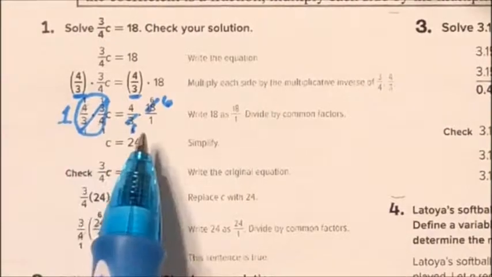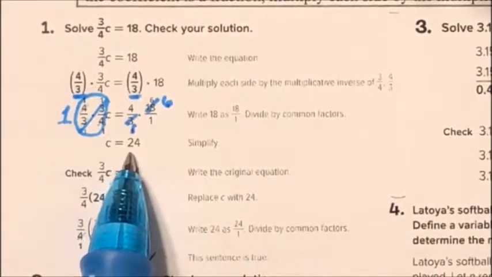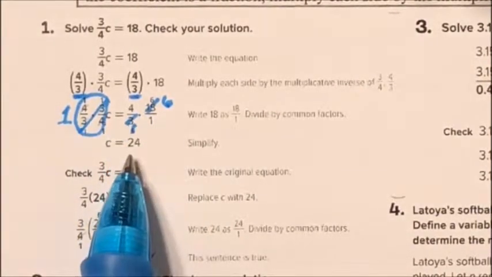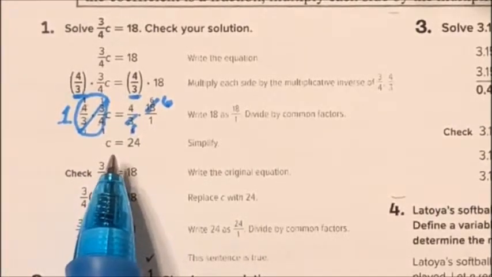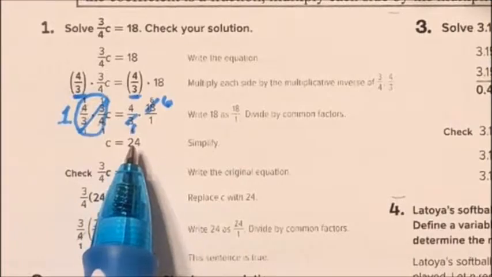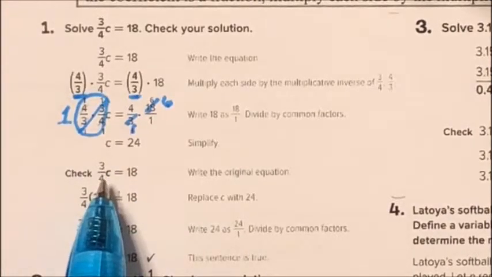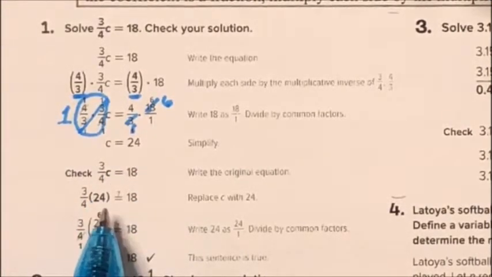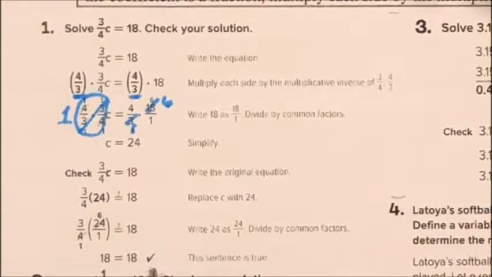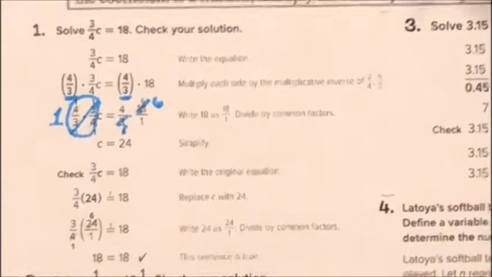Now I multiply straight across. 4 times 6 gives me 24. 1 times 1 gives me 1. So I get 24 over 1. Okay? You can always double check your answer by plugging this back in for your variable. 3/4 times 24 will eventually give you 18. Okay? So that's a check. All right, let's look at number 2.